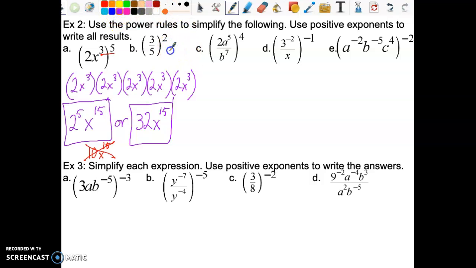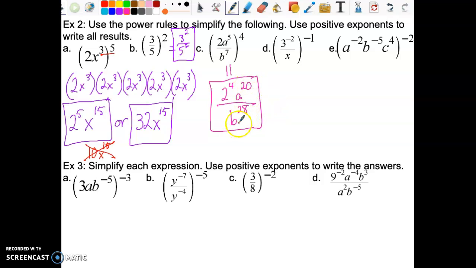And I did not give myself much room here, but again, you just square each piece. So I'm fine if you leave it as 3 squared over 5 squared. And because I didn't have much room, I'm just going to put a box around that. Otherwise, you can write 9 over 25. All right, let me change colors. This one, just make sure you do each piece. Again, you can leave it as 2 to the 4th, a to the 20th, because 5 times 4 is 20, over b to the 28th. All right, that works. Otherwise, you can rewrite 2 to the 4th as 16, a to the 20th, over b to the 28th.